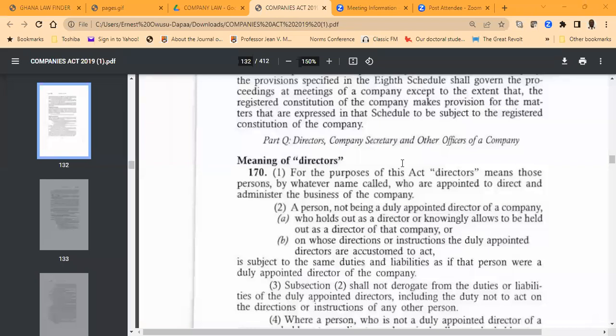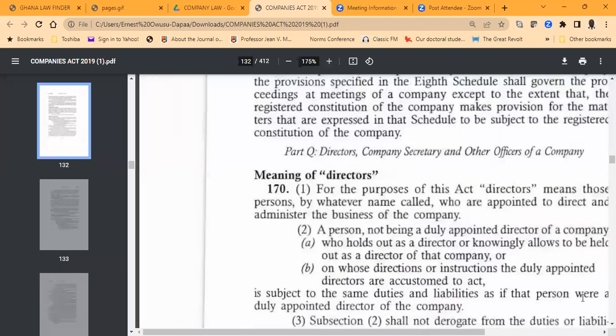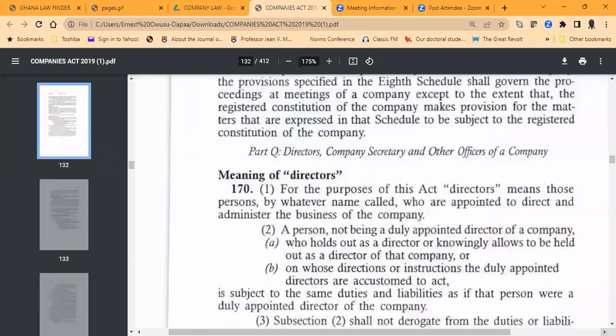Good. So the first schedule in trying to define who a director is refers us back to section 170. So let's come to section 170 then. According to section 170, directors means those persons, by whatever name called, who are appointed to direct and administer the business of the company, unquote. Now, this definition in section 170, I call it a functional definition.